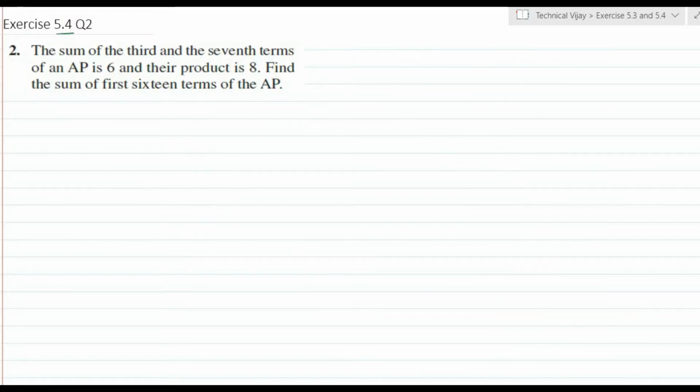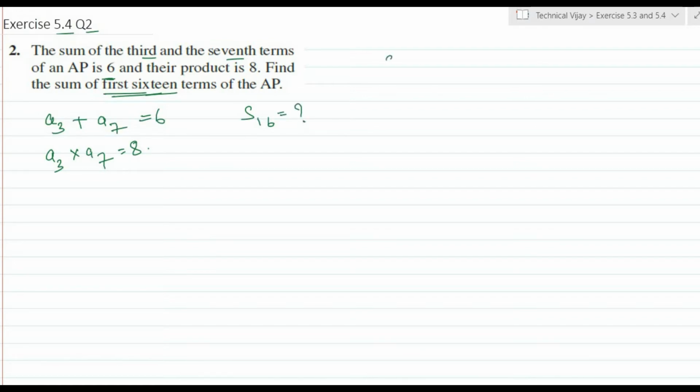Exercise 5.4, question number 2. The sum of the third and seventh terms of an AP, that is third term means a3, seventh term means a7, the sum of these is equal to 6 and their product is 8, that is a3 into a7 is equal to 8. Find the sum of the first 16 terms of the AP, that is sum of 16 terms is equal to what? This we have to find out.